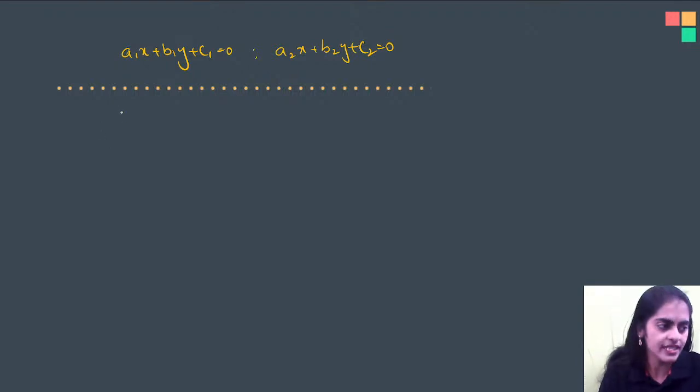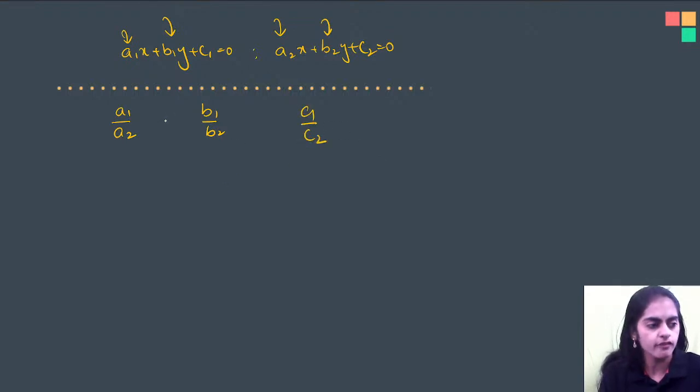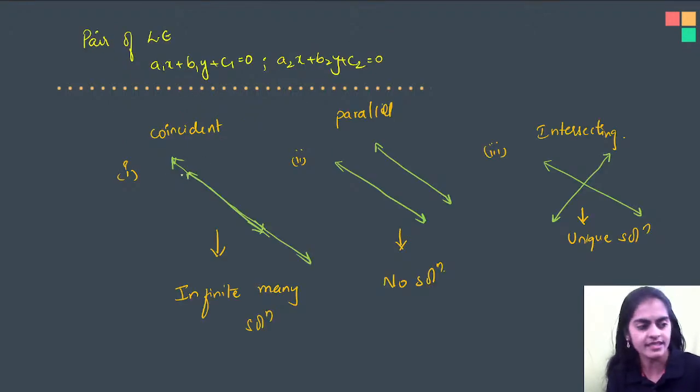For that, you will take the ratio of the x coefficients. I told you a1 and a2 are x coefficients, so please take the ratio of them. b1 and b2 are the y coefficients, so you take the ratio of the y coefficients as well. And c1 and c2 are the constants, so take the ratio of the constants. So if all these ratios are equal, which means the lines are also equal, or I can say the lines are coincident.